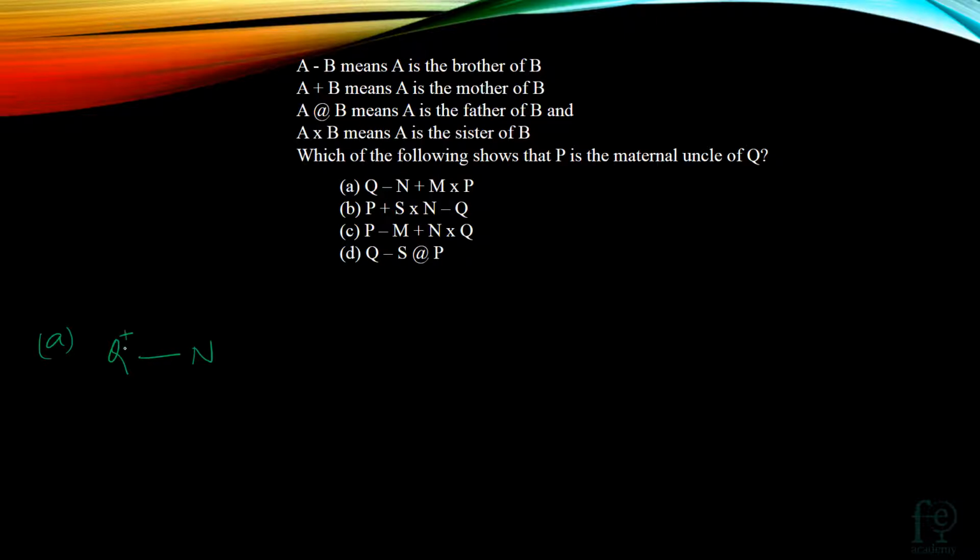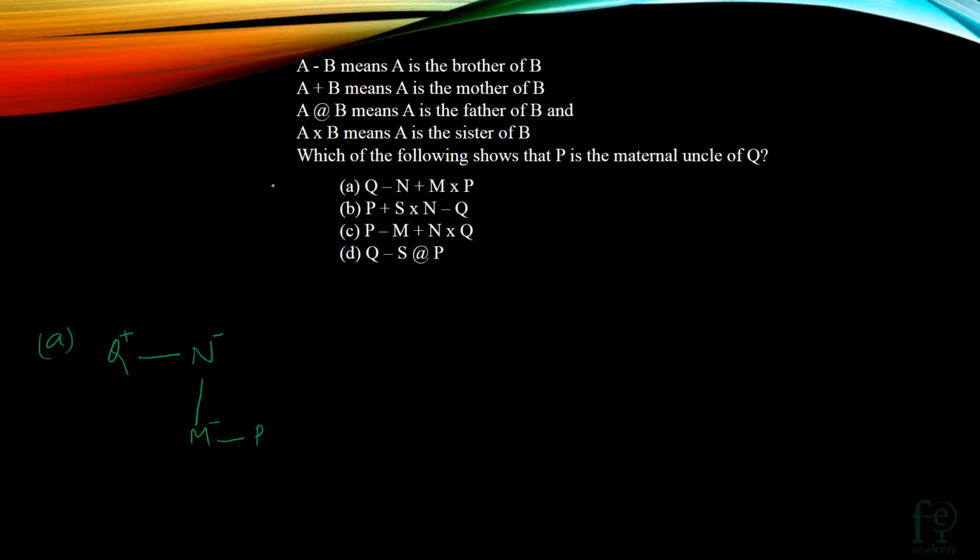It means Q is a male, and N we don't know. Where we don't know, we won't be writing plus or minus. We know that Q is the brother of N, so Q is a male, so you have to write plus for Q. Now N plus M means N is the mother of M. Next, M cross P means M is the sister of P.